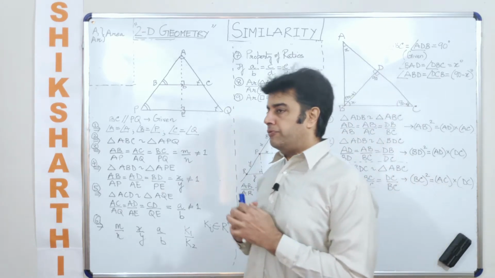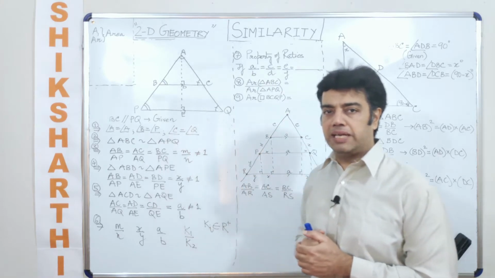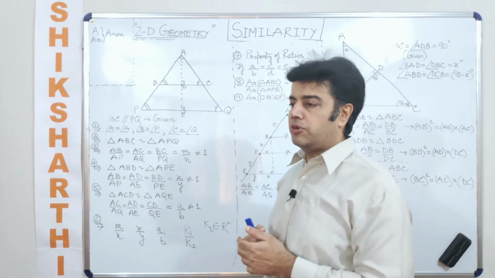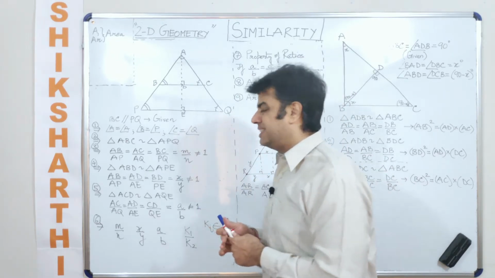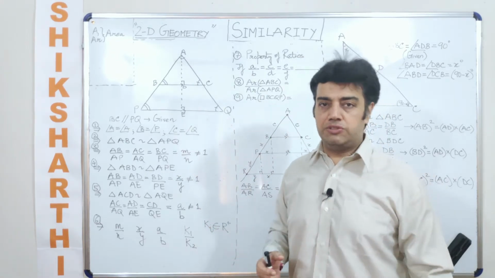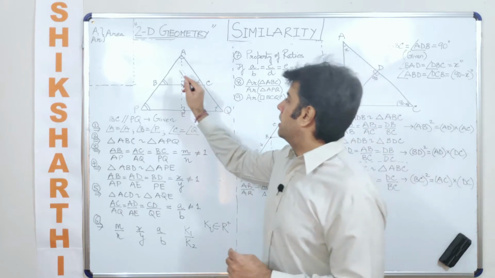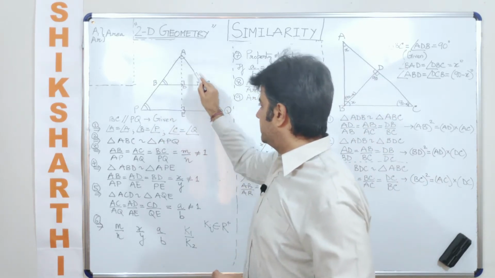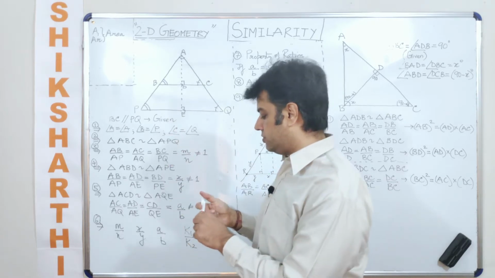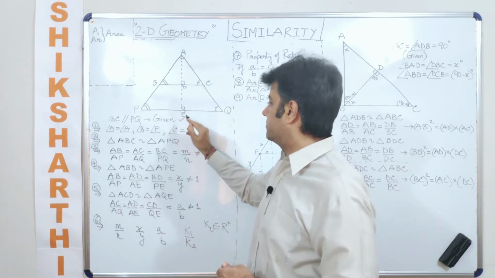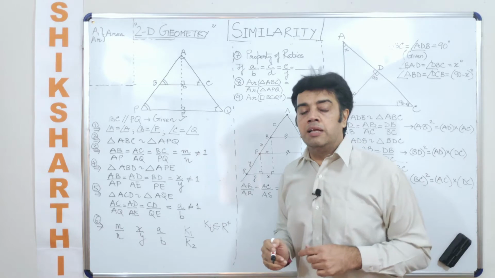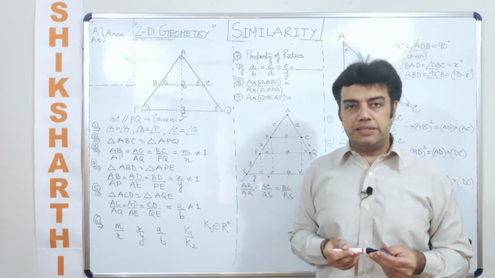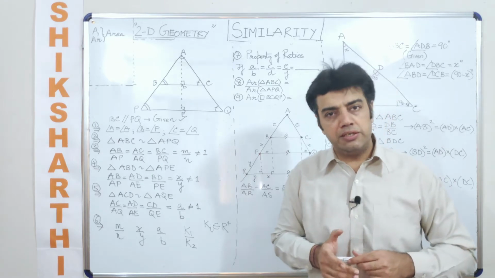The first application of similarity in triangles can be experienced in terms of the section formula. Now if I say this is a triangle and inside this there is another triangle, the information given to us is this. What is the information given here? There are two triangles, one inside the other, such that they share a common vertex.